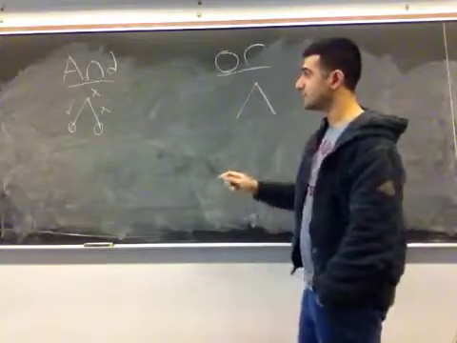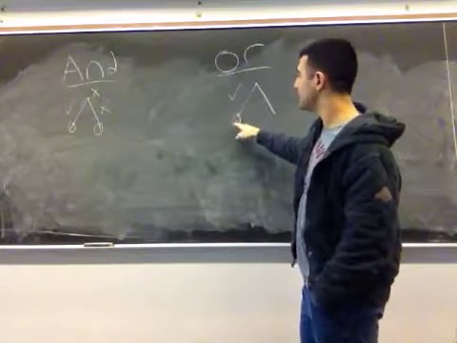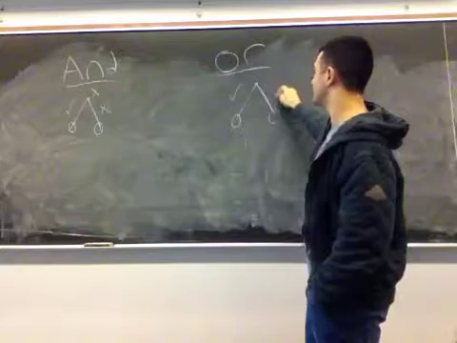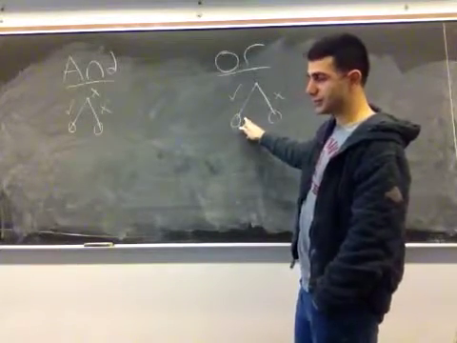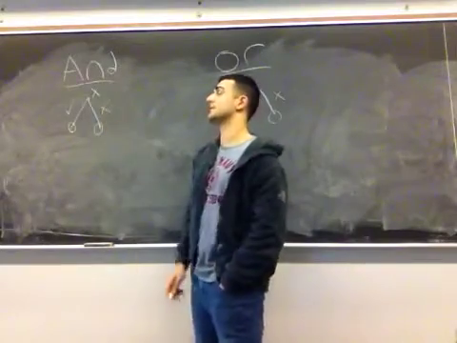Now the difference for an or statement is that one thing down here could be true, but the other thing could be not true. So as long as one is true, the or statement is true. As long as both of them are true, the and statement is true.